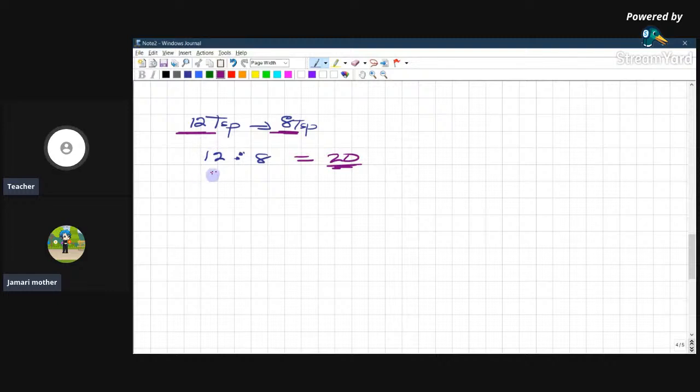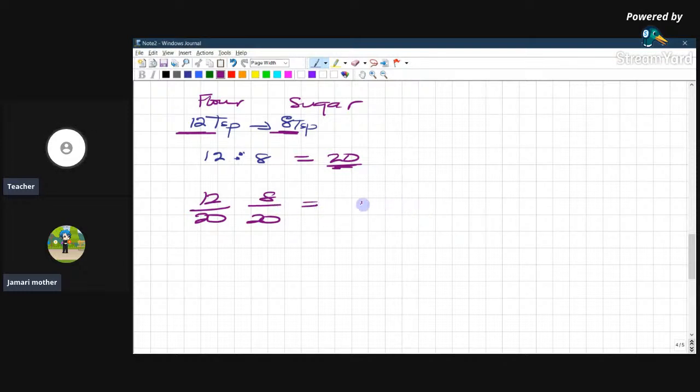Let me see which one goes first. Okay, so if this is flour, that means that this 8 is the sugar here. So it means that the sugar as a fraction would be 12 parts out of 20. No, the flour would be 12 parts out of 20, and the sugar would be 8 parts out of 20. Now, if it asks us what part of the mixture is sugar, then we know that it's 8 parts out of 20.